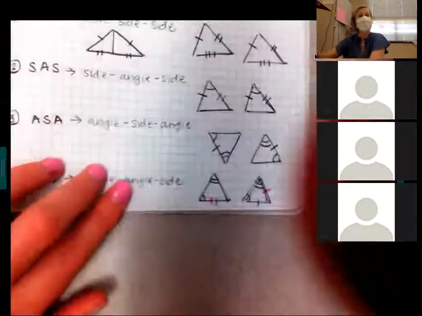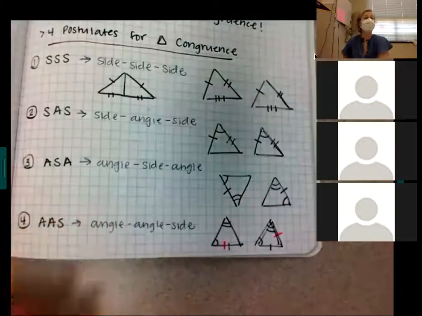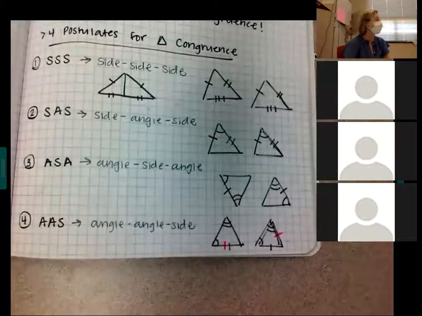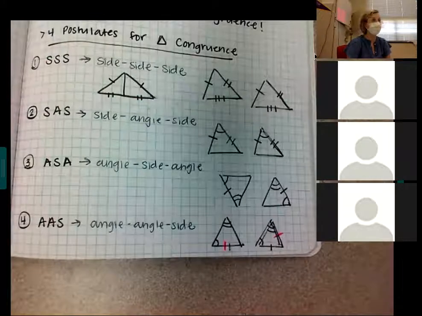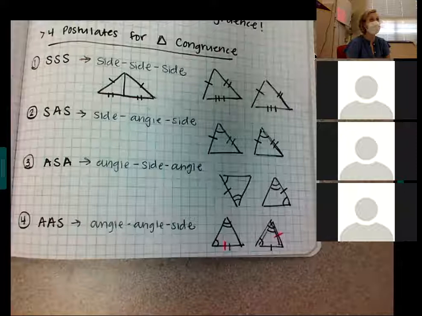Any questions on the 4 postulates? You need to know these. SSS, SAS, ASA, AAS. Draw them on your mirror at home with a little glass marker. Write them on your hand. I don't care. You don't need to write it on your hand for the test because it's open note. That would be kind of dumb.